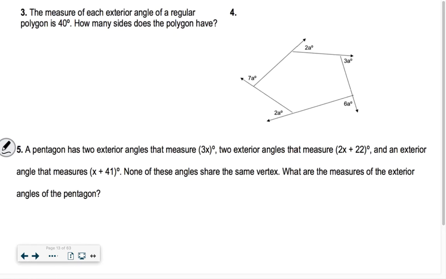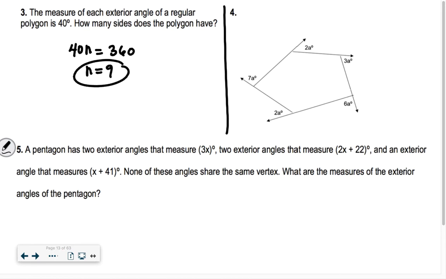All right. How about this one? So number 3, there's a little line here. It says the measure of each exterior angle is 40. So how many sides does the polygon have to have? What do you guys think? It has to be 9 sides, right? Because we need all of those 40s times the number of sides to equal 360. So n has to be 90. Not 90, what am I doing? 9. 90 sides, ooh, that'd be a lot.